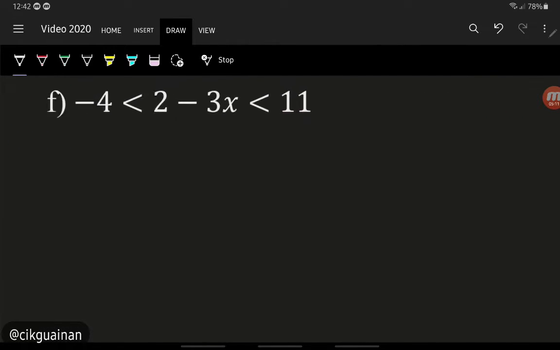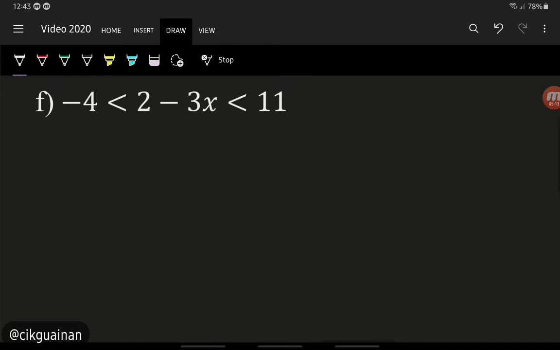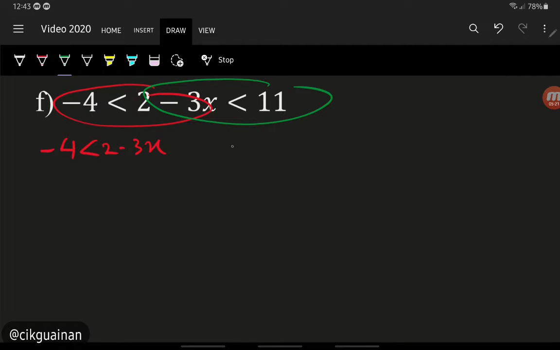Let's have a look at the second question. Same thing as well. Here we write minus 4 less than 2 minus 3x, and then 2 minus 3x less than 11, with an intersection between them. Then we solve them. This one, we rewrite it like this.